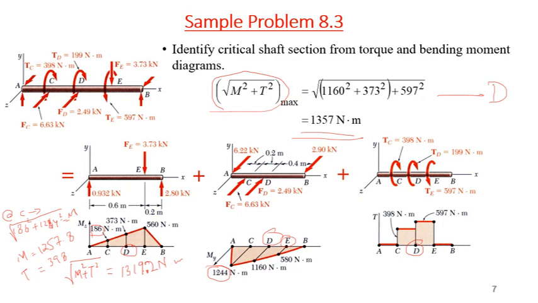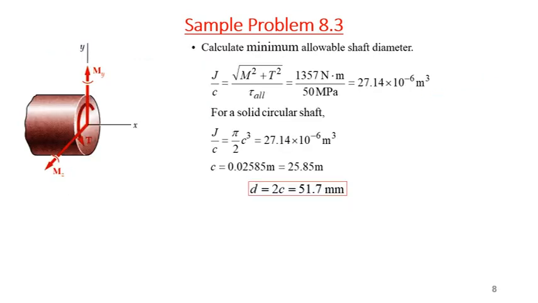Based on that, I have to find the minimum allowable shaft diameter. So J by C will be the square root of M squared plus T squared divided by tau allowable. Tau allowable is 50 megapascal. We already calculated that as 1357. Put the value, so the J by C ratio is 227.14 times 10 to the power minus 6 meter cube.